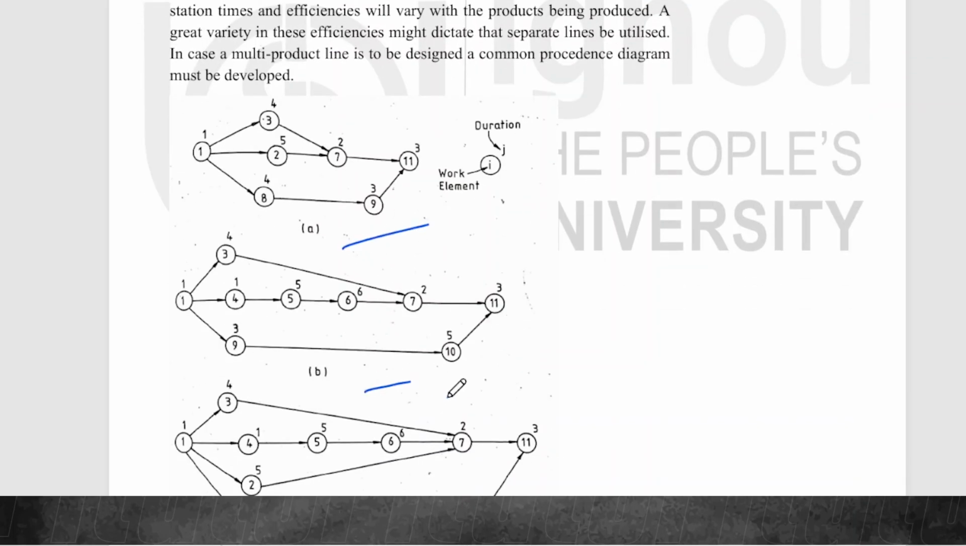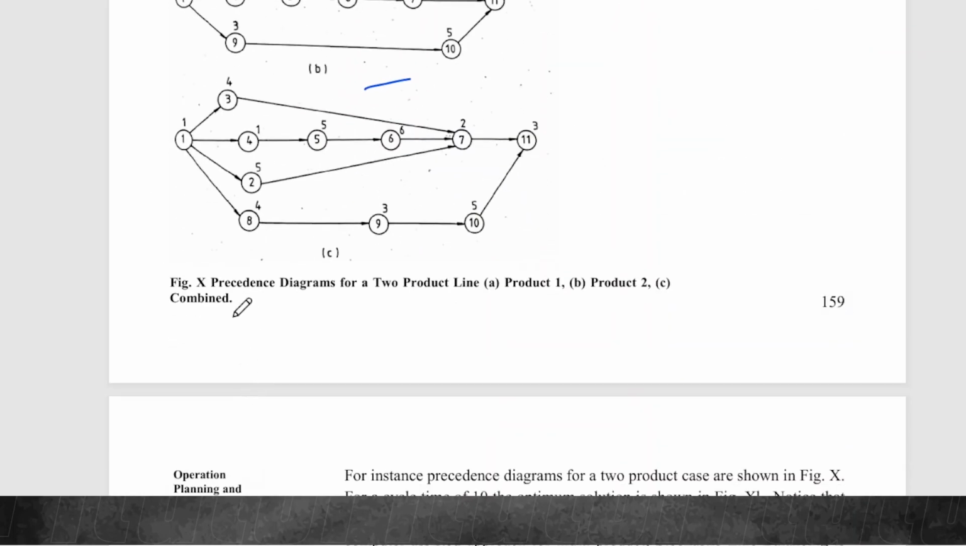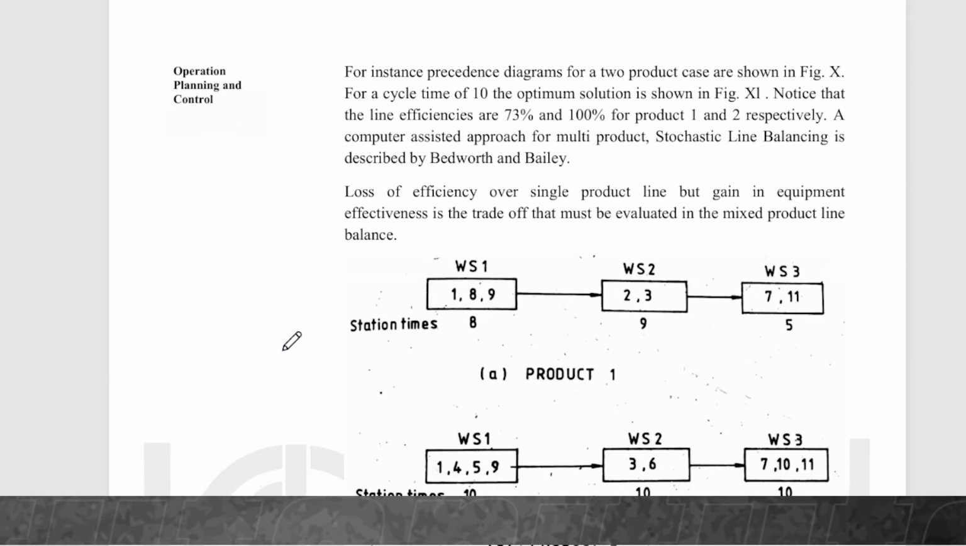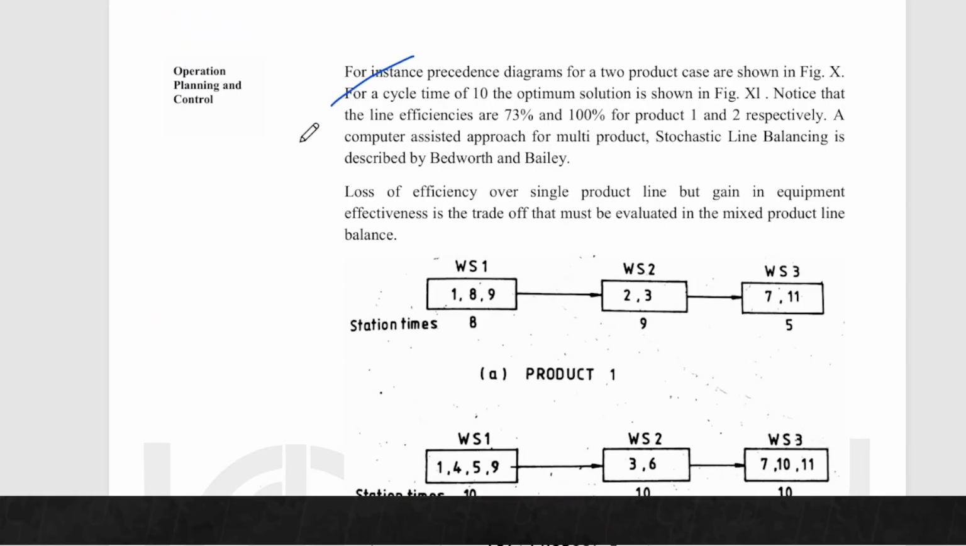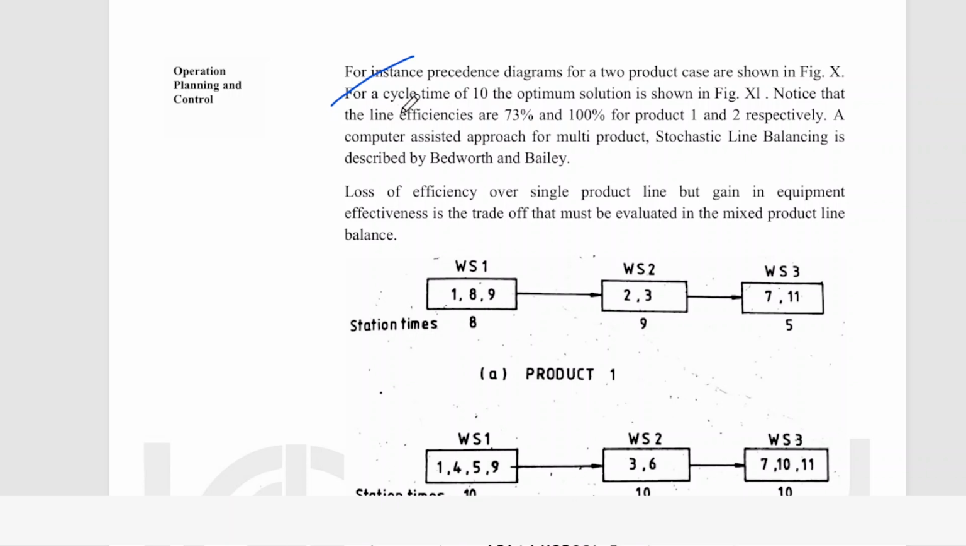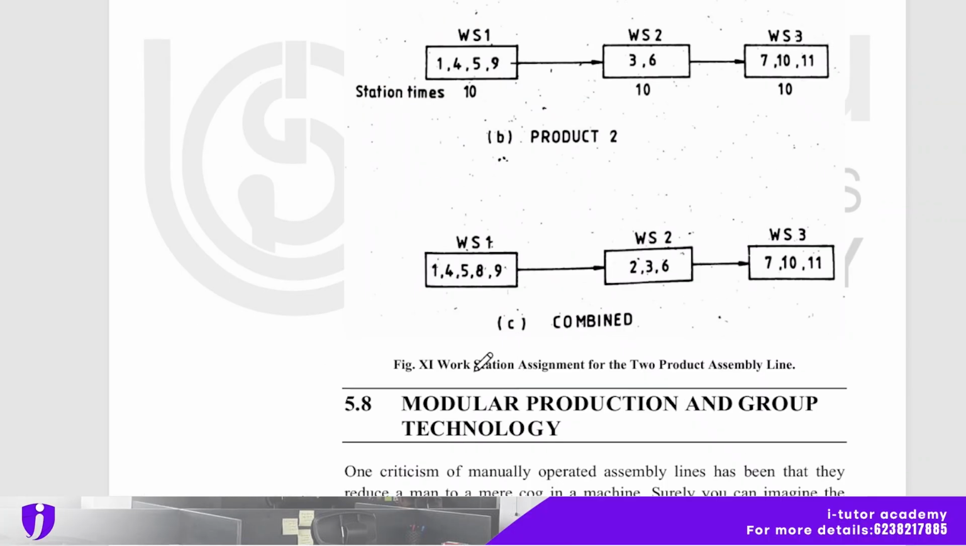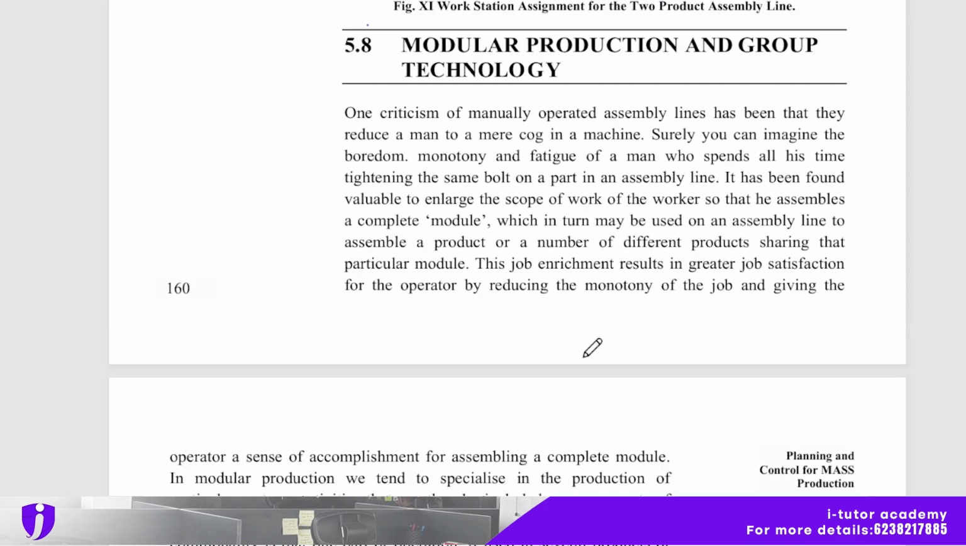So A, B, C: these are the precedence diagrams for a two product line, A is product 1 and B is product 2, and next is the combined one. For instance, the precedence diagram for a two product case is figure 10, for a cycle time of 10, the optimal. Here is figure 11, the workstation assignment for the two product assembly line. Please refer to your IGNOU study material.